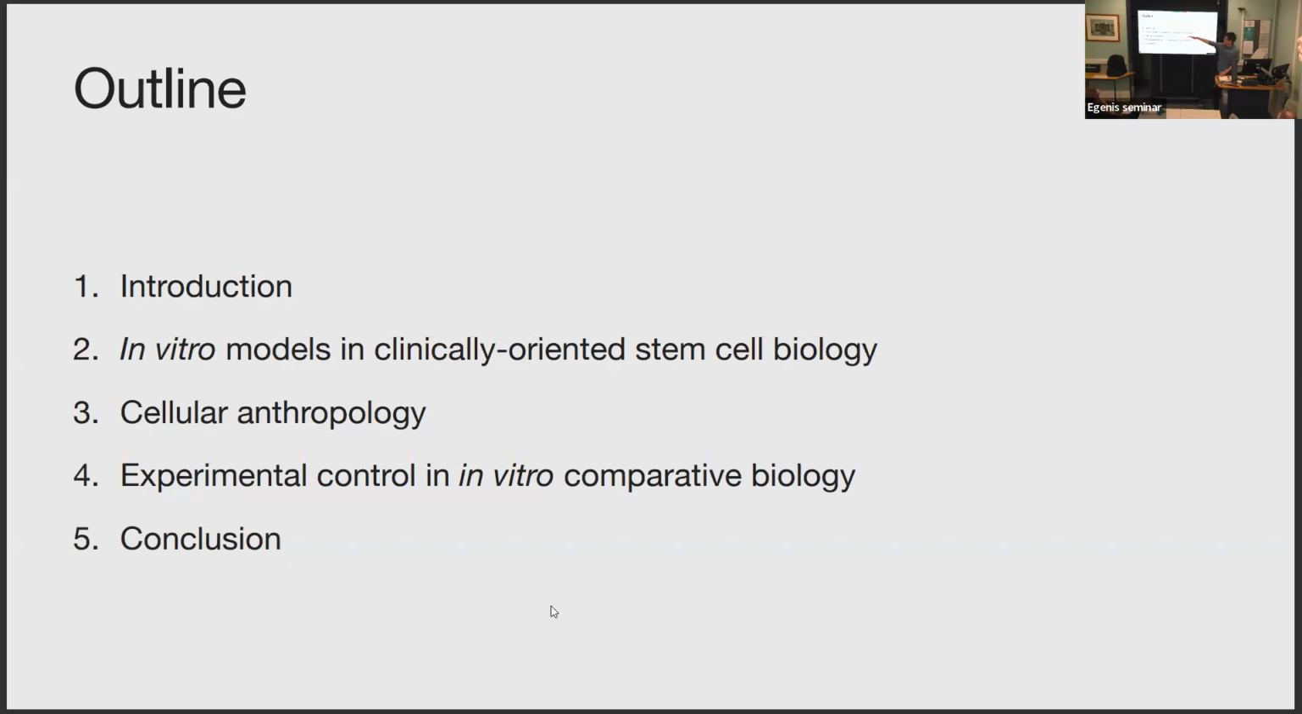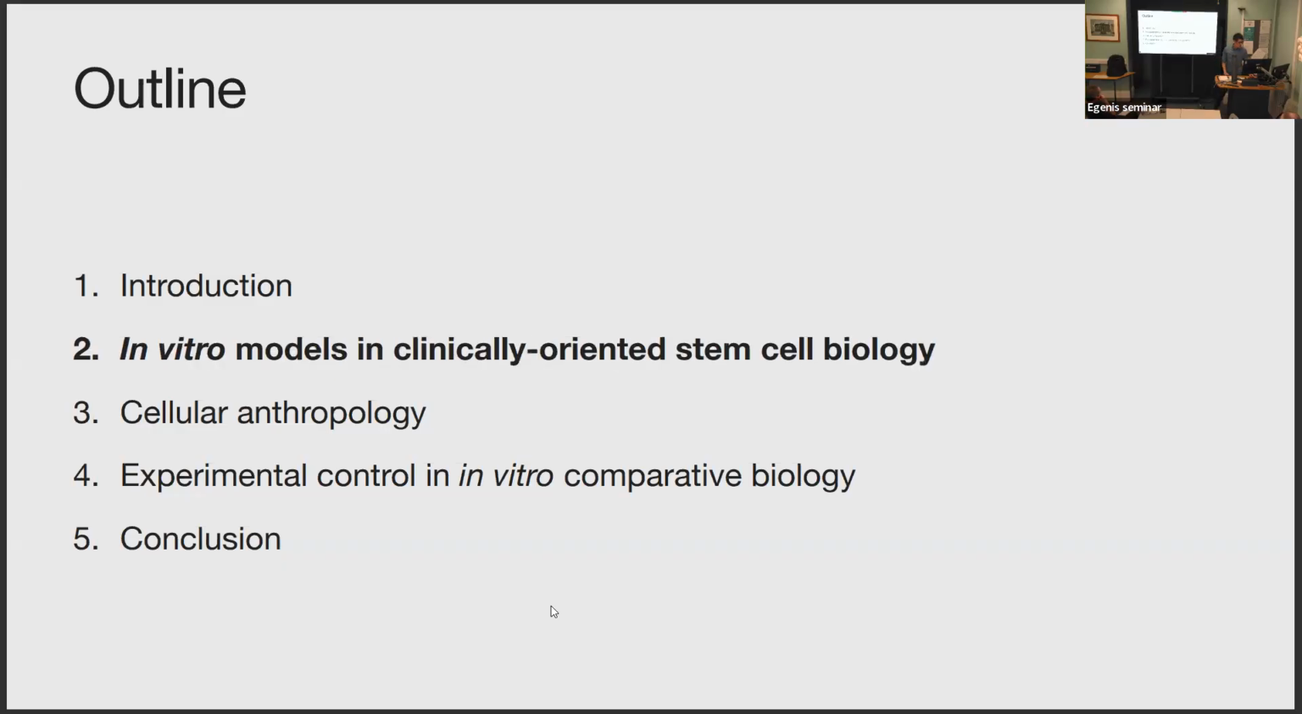In the next section, I will briefly discuss in vitro models in clinically oriented, I would say mainstream, stem cell biology, basically in the biomedical context, as a contrast case. And in section 3, I introduce cellular anthropology, what it is, what motivates it, what researchers do in this area. And then in section 4, I'll have a more focused discussion about experimental control in cellular anthropology, but in vitro comparative biology more generally. I think this area, in vitro comparative biology, including cellular anthropology, raises an interesting philosophical issue concerning experimental control.